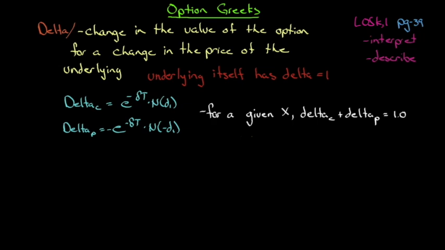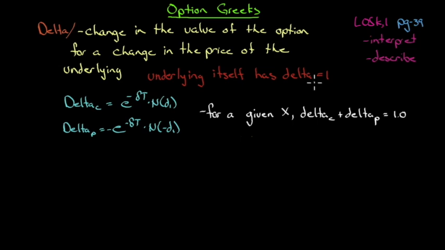Well, here we are at delta. And what does delta measure? It is the change in value of the option for a change in the price of the underlying. And the underlying itself has a delta of 1. So if the underlying is a stock and the stock changes by $1, how much does the stock change by? It changes by $1. It changes 1 to 1 with itself.